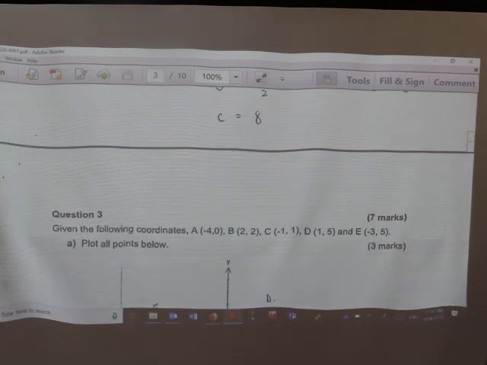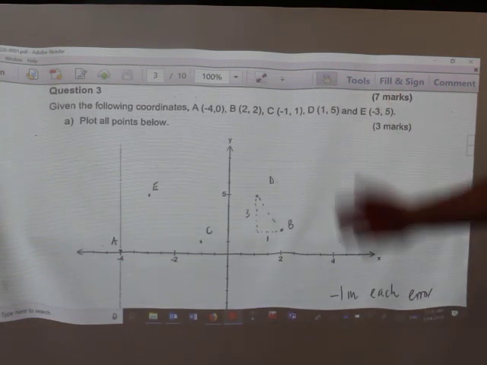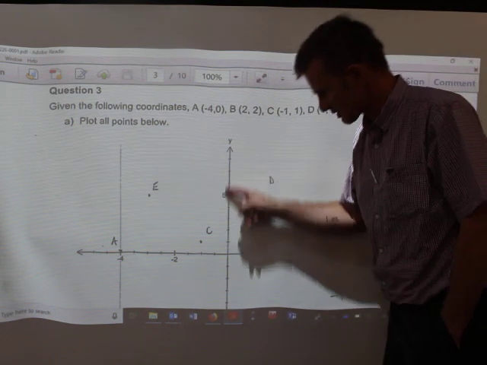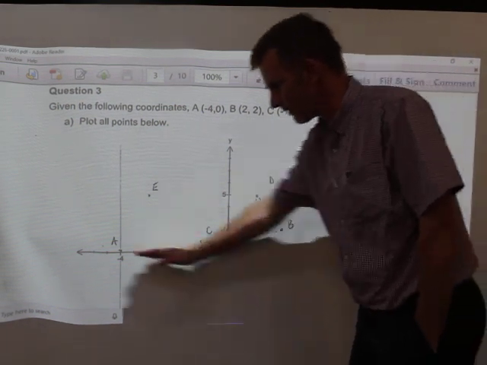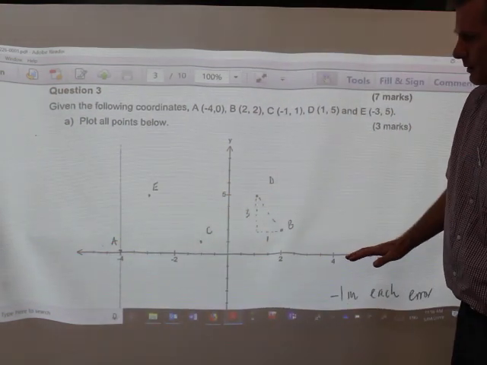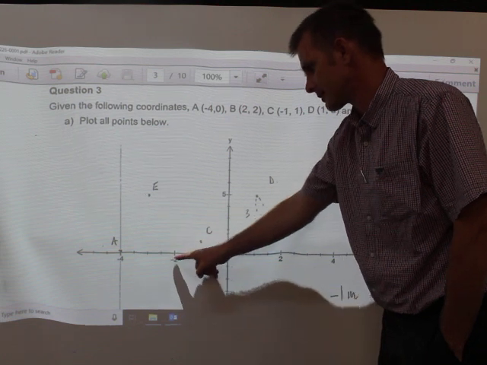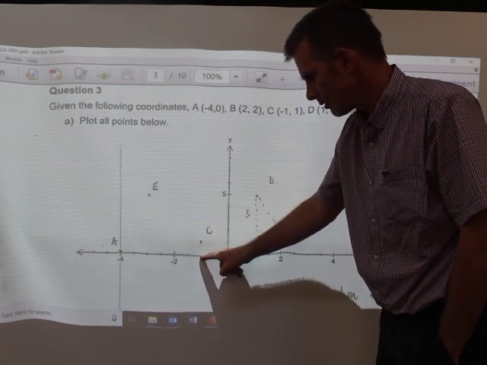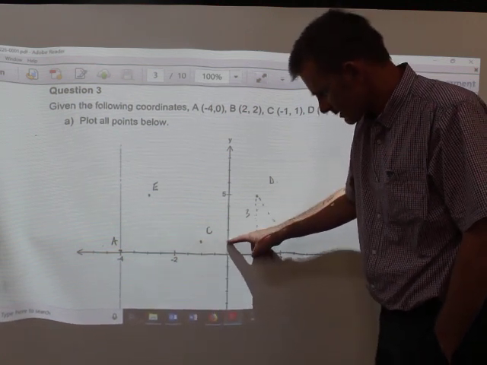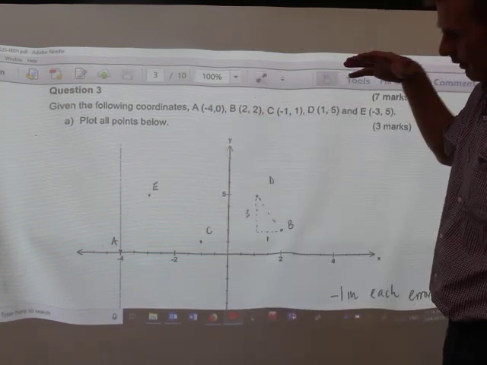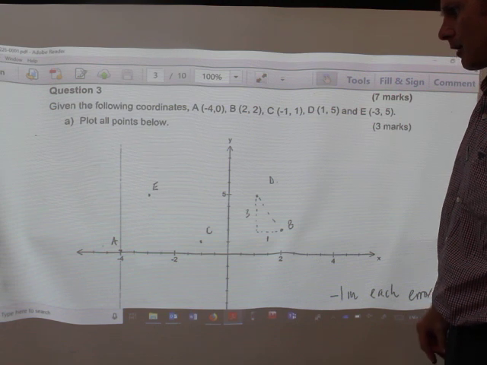Question number 3. The first part of this was pretty simple, but what people didn't realise is the scale of the y-axis and the scale of the x-axis were different. So it wasn't just going out a certain number of dashes. Obviously this is 2, this is 1, minus 1, but this is 1 here. So the scale on the vertical axis is, if you like, half the scale on the horizontal axis.